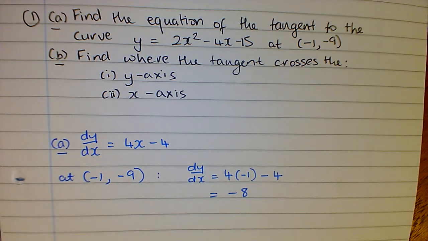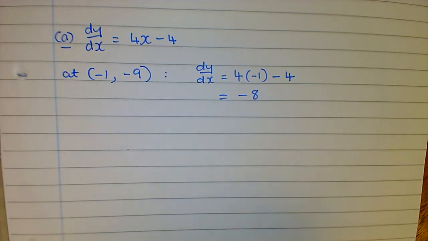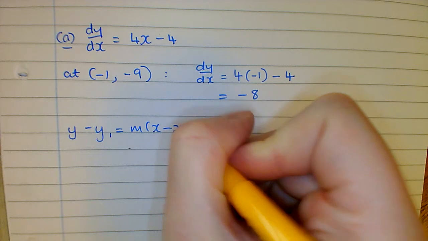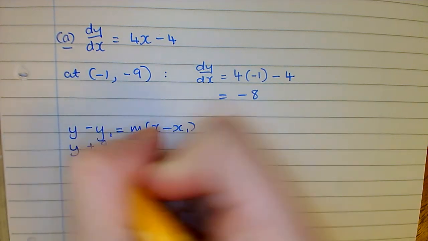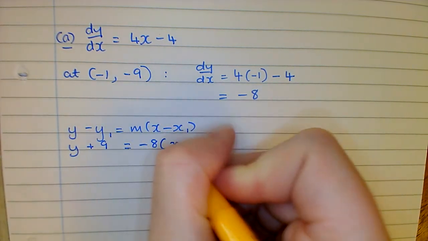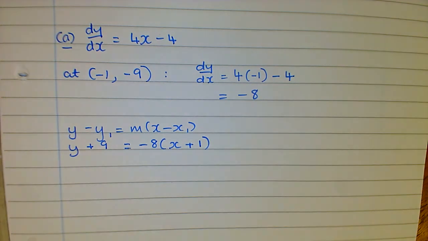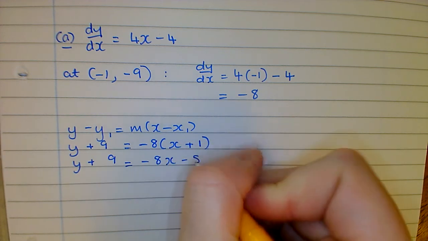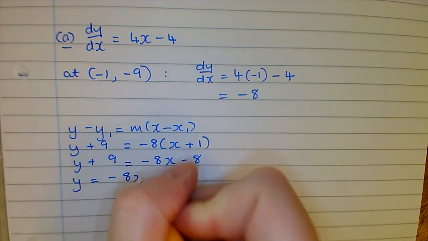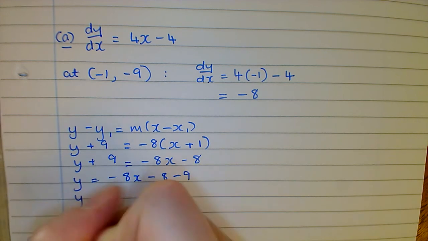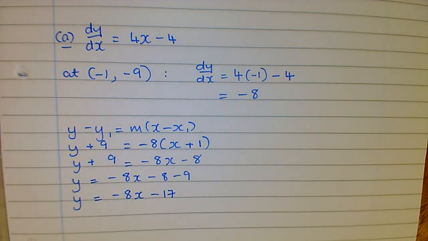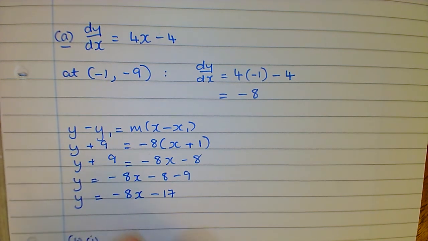We want to then find the equation of the tangent. So use y minus y1 equals m times (x minus x1). So y minus minus 9 equals minus 8 times (x minus minus 1). Multiply out our bracket, and bring our 9 then to the other side, and we get y equals minus 8x minus 17. So that's the first part of the question.